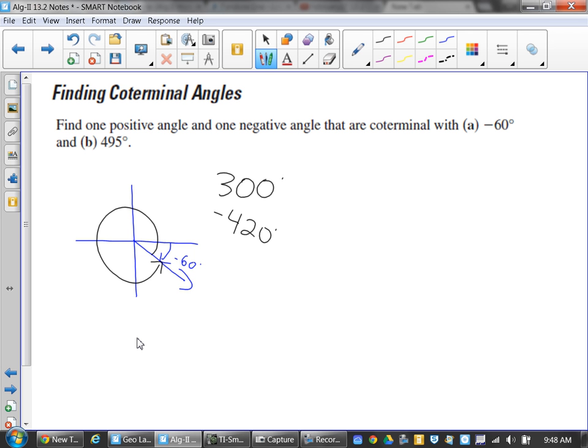At 495, it's a deal. It's 495. What quadrant do you wind up in?